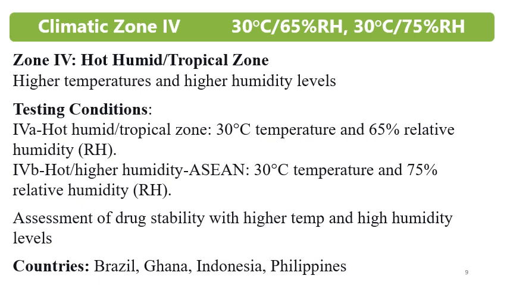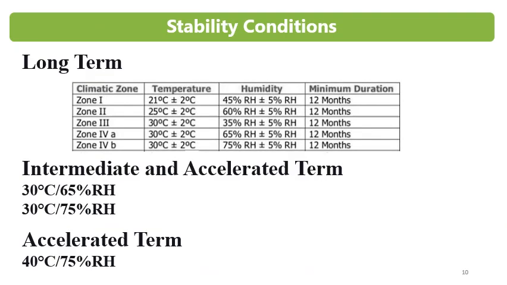So always try to have stability data with all these long-term conditions. Now we will see what is the long-term condition for different zones, what is the intermediate condition and accelerated condition. So always remember that accelerated condition is the same, that is 40 degree and 75% RH. Intermediate conditions vary as 30/65 and 30/75, and the long-term conditions are as given in the climatic zones with different temperature and humidity levels.